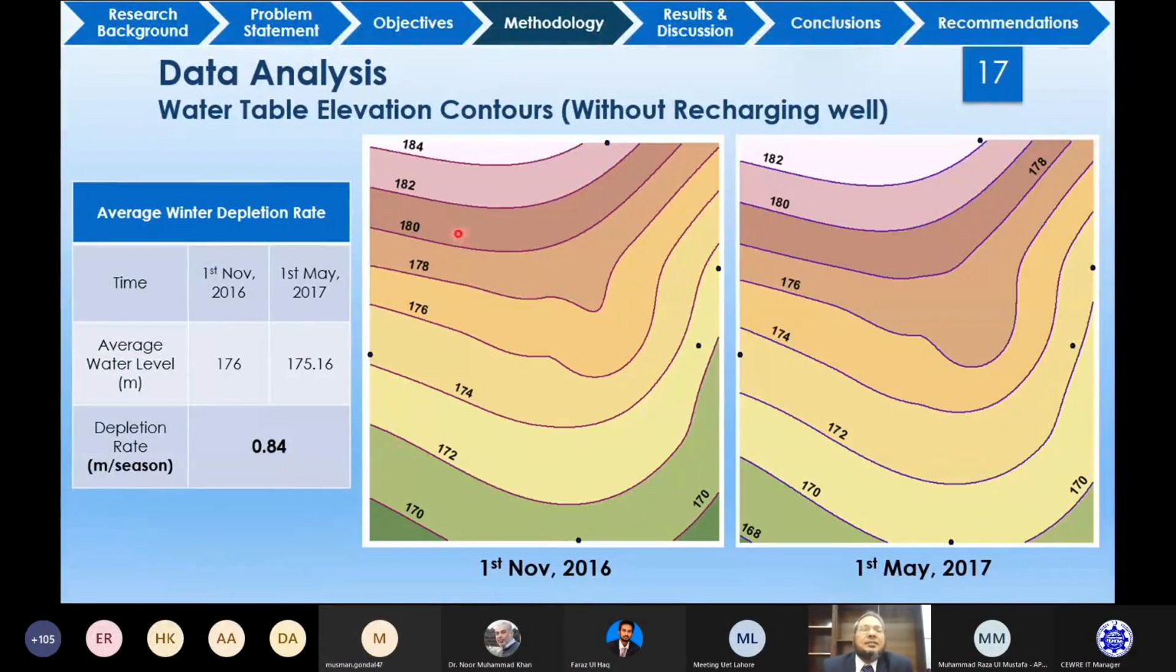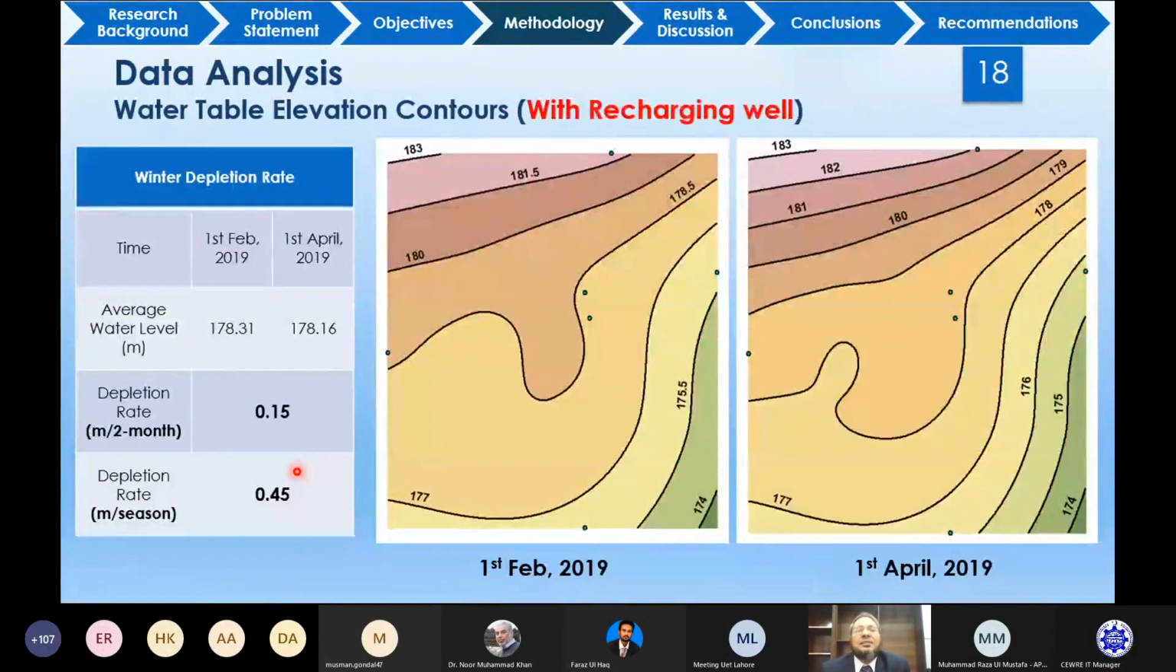So this is again the water table elevations in winter. And here the depletion rate was computed as 0.84 meter per season. And these are the water table elevations when we provided the recharging wells. And the depletion rate for the winter season was reduced to 0.45 meter from 0.84 meter.